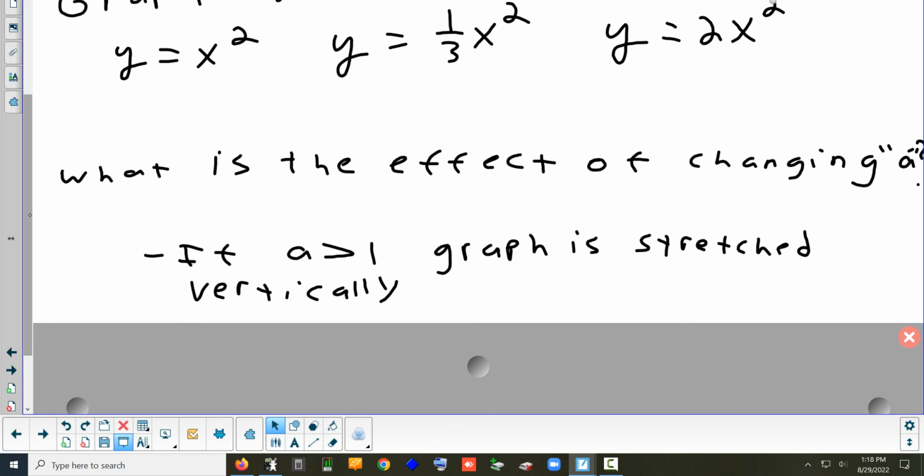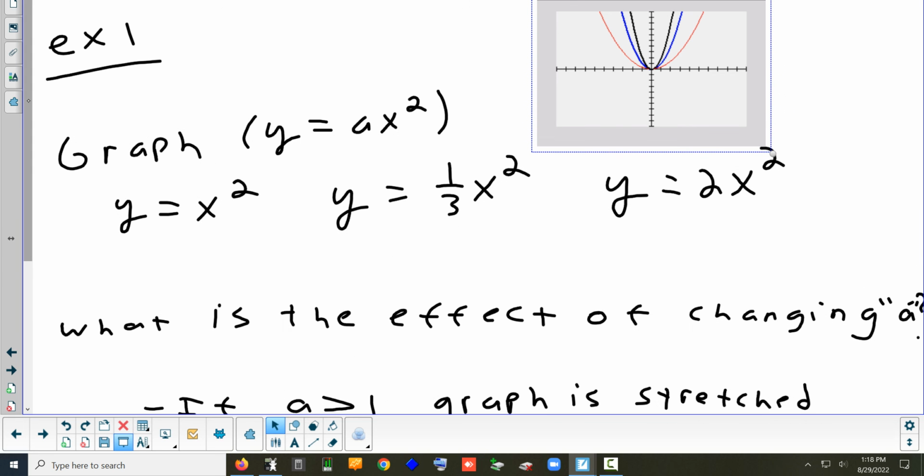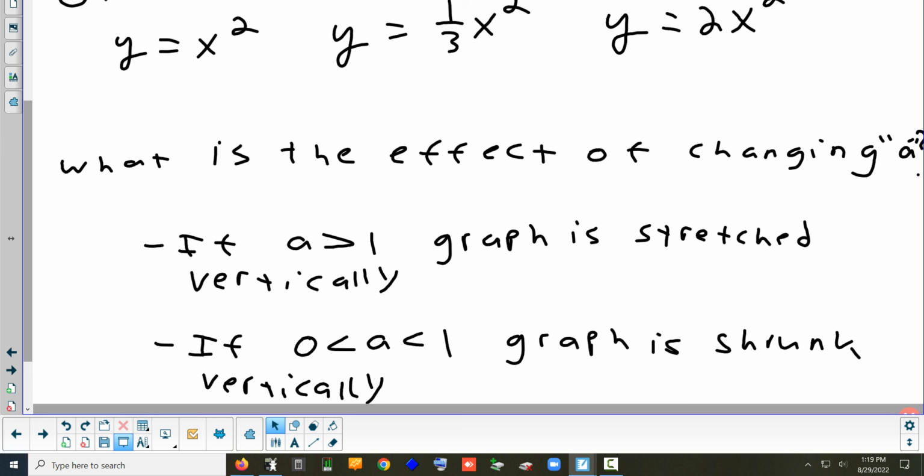If the value in front is greater than 1, like when I graph the black one, that causes the graph to stretch vertically. The bigger the number you put in front, the bigger the stretch you get. If you did y equals 5x squared, it would stretch out even more, which would cause it to get skinnier. If you put in a decimal between 0 and 1, 1/2, 1/3, 1/10, a fraction between 0 and 1 squishes the graph, which makes it look wider.